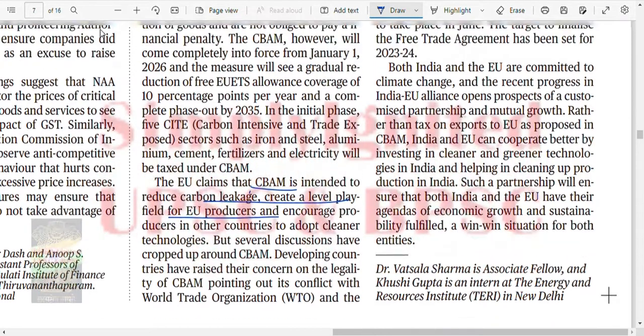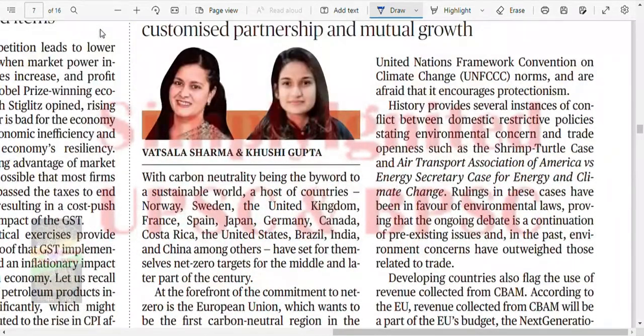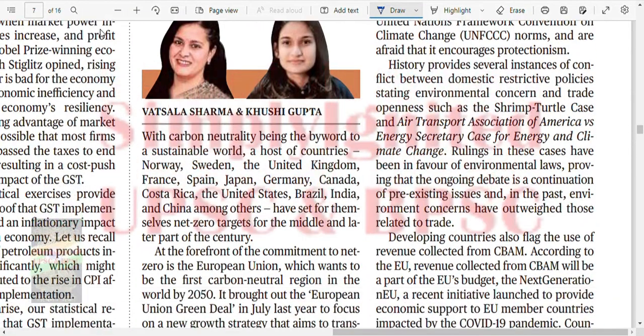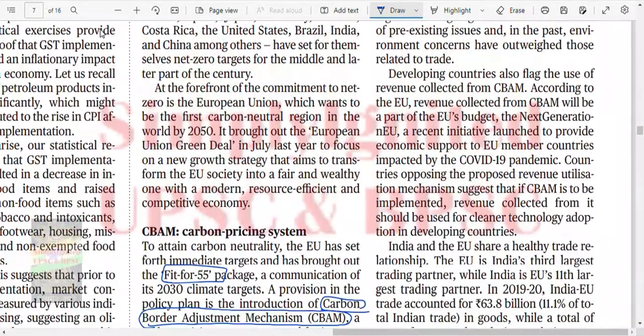Okay, so where is India here? Developing countries have also flagged the use of revenue collected from CBAM. According to the EU, revenue collected will be part of the EU budget, the Next Generation EU, a recently launched initiative. The countries opposing the proposed revenue utilization mechanism suggested that if CBAM is to be implemented, revenue collected from it should be used for cleaner technology adoption.